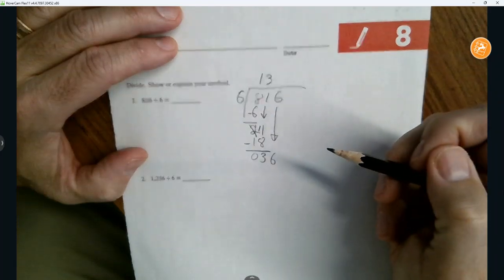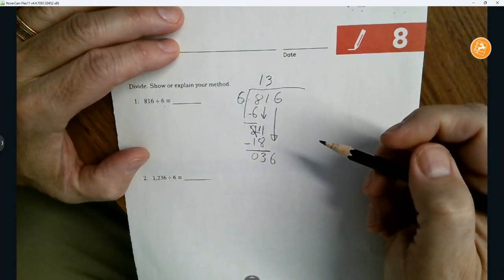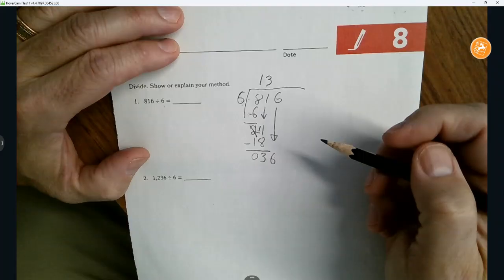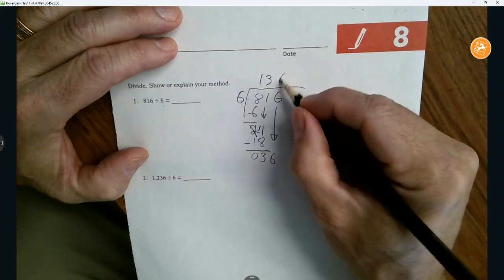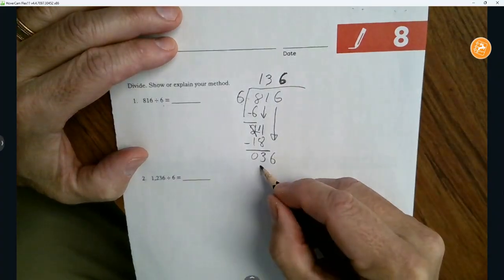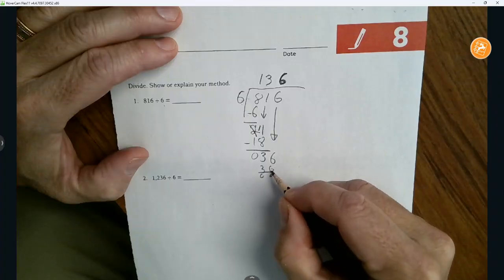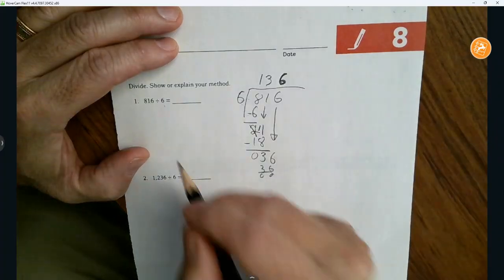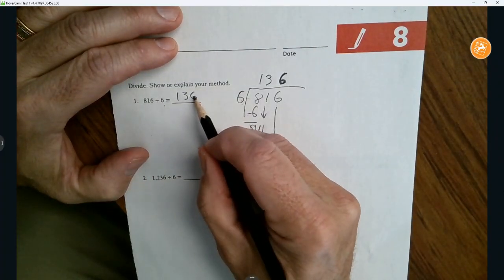6 into 36. Can 6 go into 36? 6 times blank is 36. Yes, it does. 6 times 6 is 36. We're at 0. So our answer is 136.